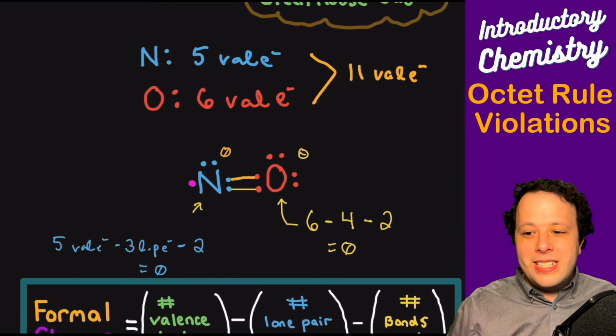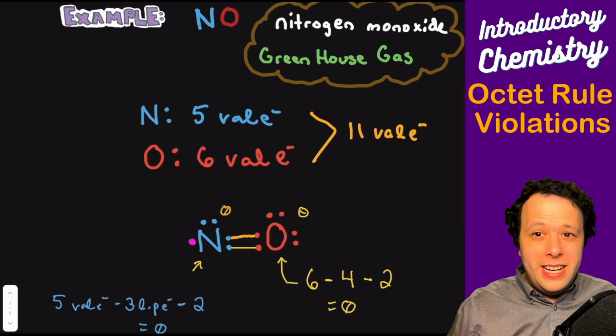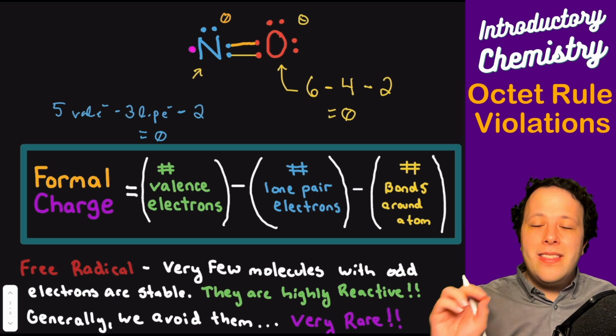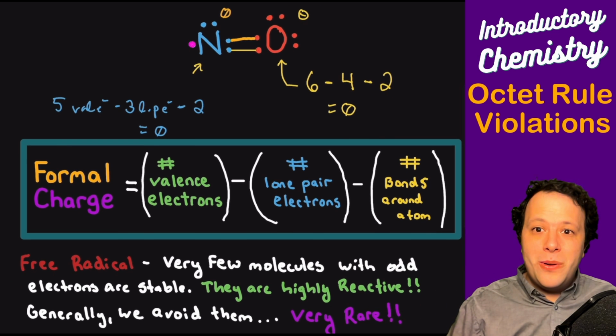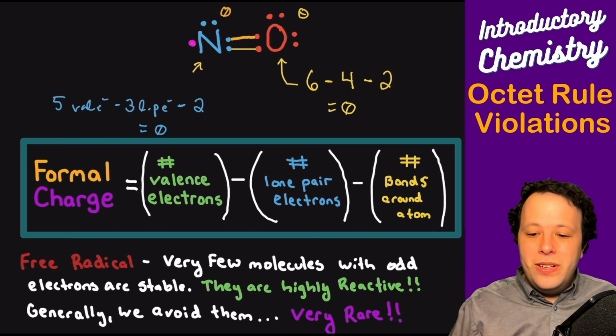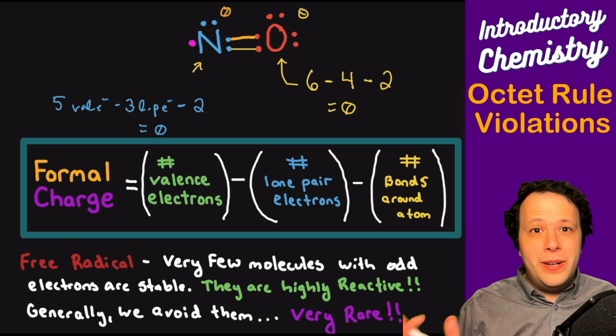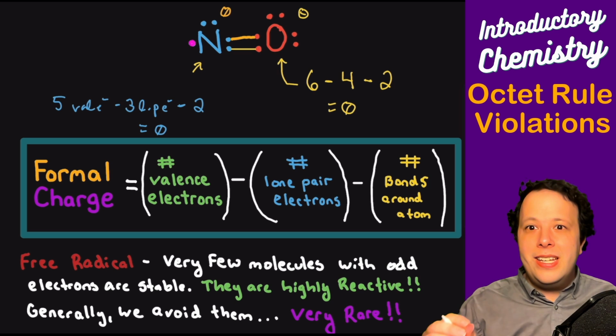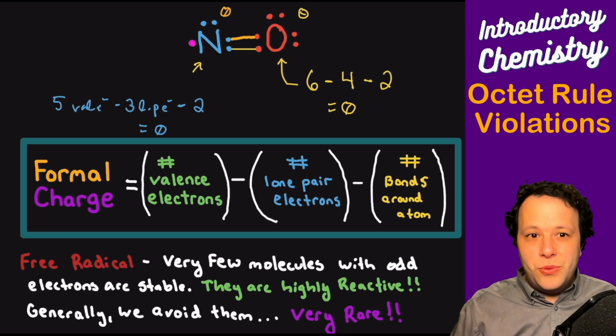One of the things I said earlier is that this is a greenhouse gas, meaning that these are pollutants in our atmosphere that are very, very harmful. Very few of these are stable when they have an odd number of electrons. Most of them are extremely highly reactive. The second they come in contact with something, they're going to react. This is one of them.